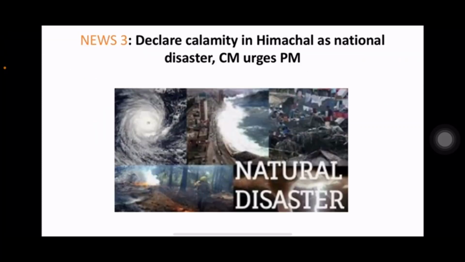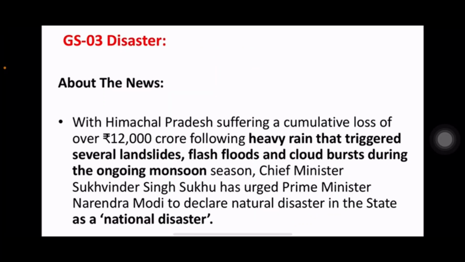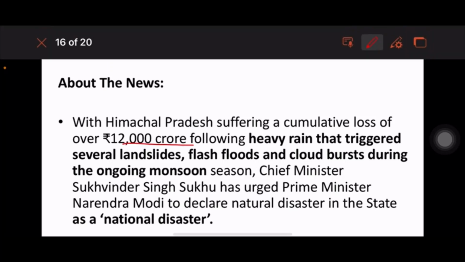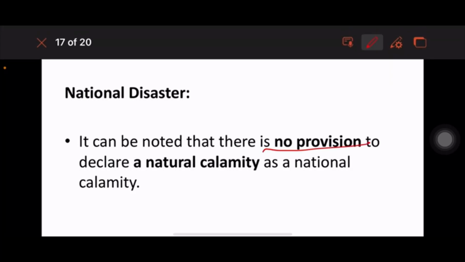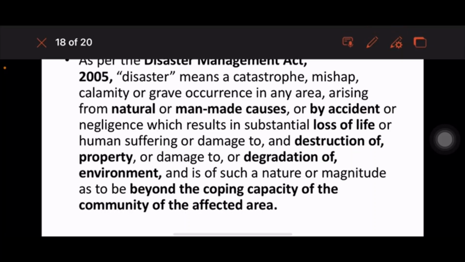Declare calamity in Himachal as a national disaster: the CM asked the Prime Minister. Himachal Pradesh is suffering a cumulative loss of over 12,000 crore following heavy rain and several landslides, flash floods and cloudbursts. It should be noted that there is no provision to declare a natural calamity as a national calamity. According to the Disaster Management Act 2005, disaster means a catastrophe, calamity or grave occurrence in any area arising from natural or man-made causes or by accident.